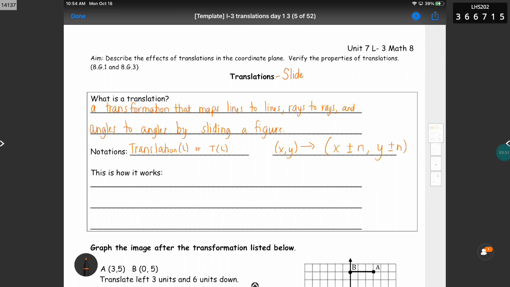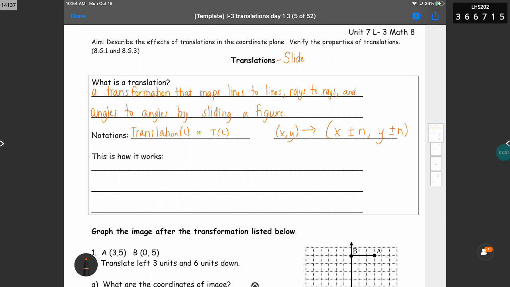All right, this is how it works. It moves a figure left or right, and up or down, about a plane.